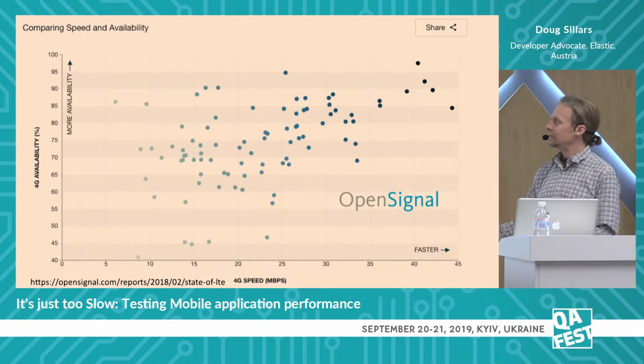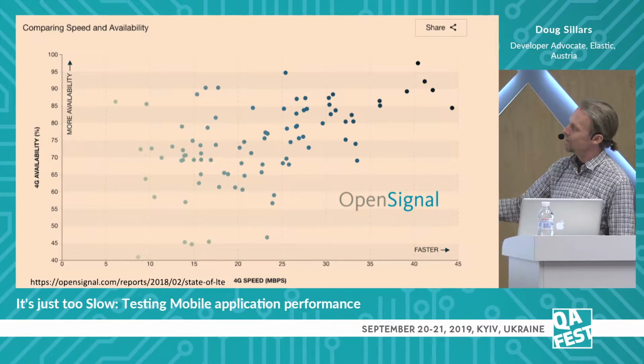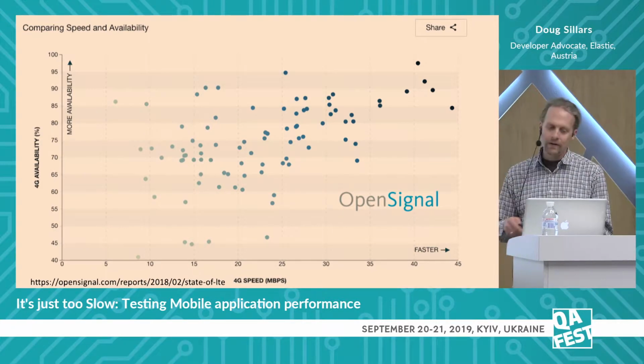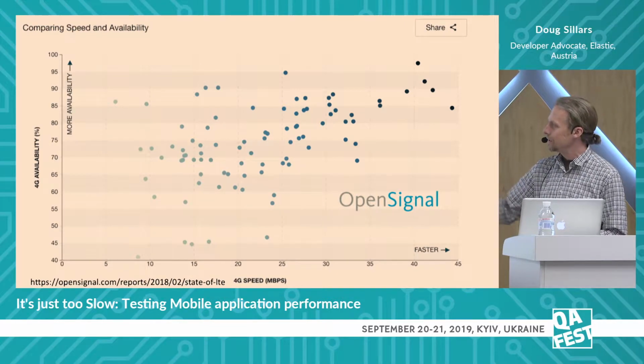So, you can look and see, by country, how available 4G is and how fast it is. I forgot to see where Ukraine is on this graph, but it's in there somewhere. The United States is like down here.